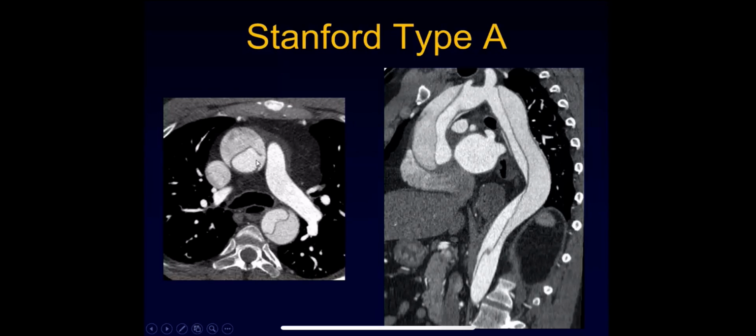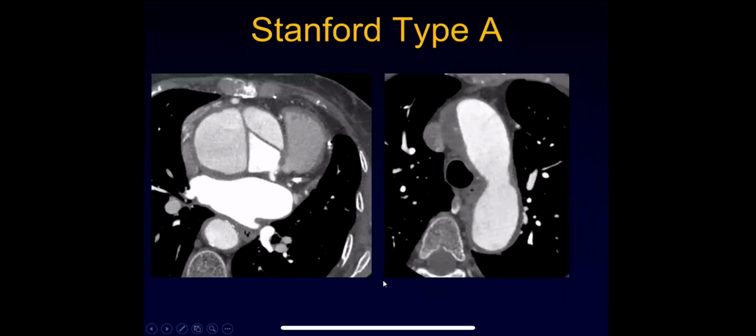And the flap can extend for a variable distance. It could involve the entire thoracoabdominal aorta terminating in the iliacs, or it could be something such as this, where the flap is a little complicated and it's present only in the ascending thoracic aorta and it terminates in the distal arch. You can see that there is differential flow with decreased flow or slow flow in the false lumen. And this patient has aneurysm of the ascending thoracic aorta, which is associated with the dissection.